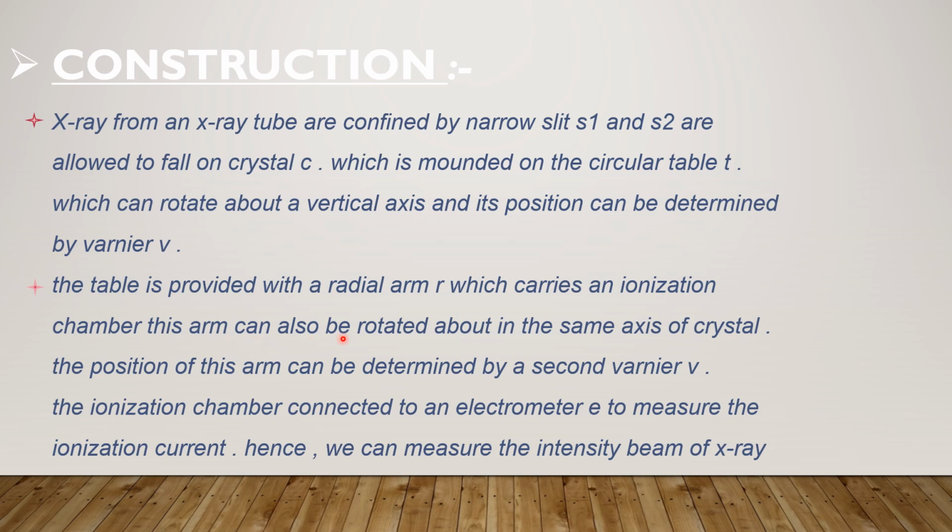This arm can be rotated about the same axis as the crystal. The position of this arm can be determined by the second vernier, which is present in the outermost layer of that radial arm. The ionization chamber is connected to the electrometer. It measures the ionization current, and hence we can measure the intensity of the X-ray beam. So the electrometer measures the intensity of that X-ray. This is the construction Bragg designed.